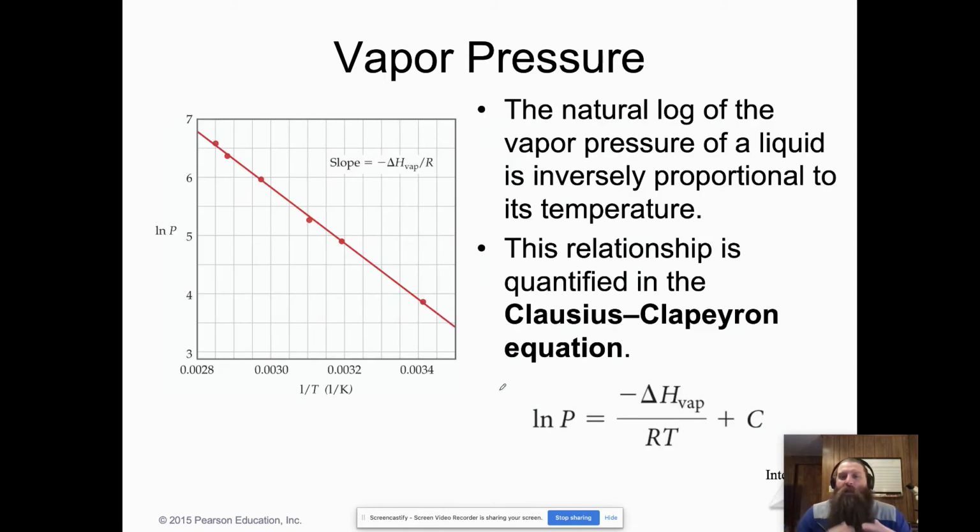Now, there's also a relationship called the Clausius-Clapeyron equation that posits the natural log of vapor pressure is inversely proportional to temperature. It's this really nice sloped line. I've never seen this equation on the AP test, but the fact that it's in our book, I just want to introduce it to you and show you what it looks like. So there it is. I'm not going to ask you to solve this, but it is just a fact that I want you to be aware of.